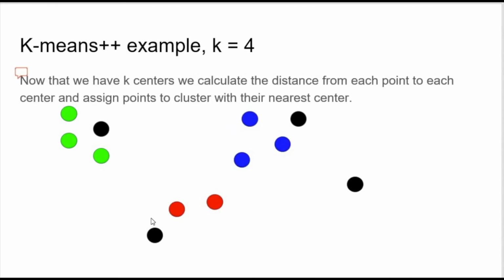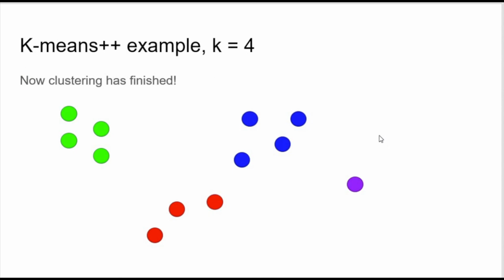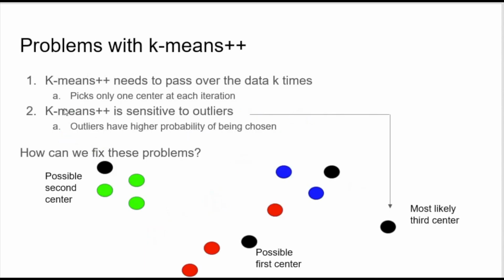And after we got the 4 centers, we give these centers to k-means, and k-means will calculate the clustering for the dataset. And this is the result after k-means. Yeah, so here is the final result of the k-means.